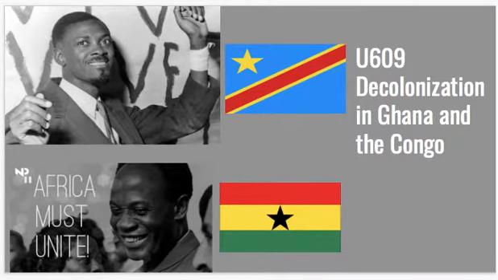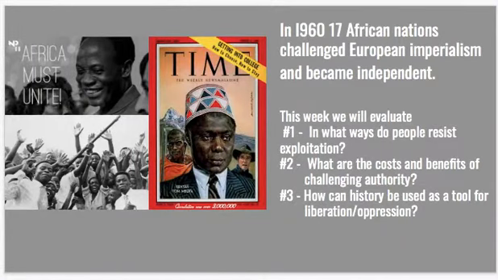Now, here are just some images from decolonization movements in Ghana and the Congo. This is an image of Kwame Nkrumah, and you're going to learn more about him as you read in your source pack. And this is an image of Patrice Lumumba of the Congo, and you will learn more about him as you read in your source pack. Let's keep it going. Now, in the 1960s, several African countries start to gain their independence.